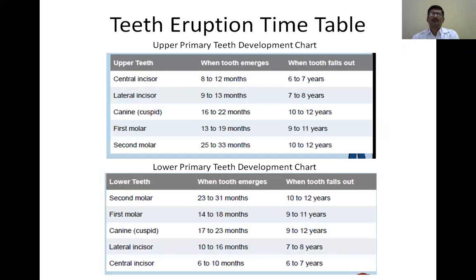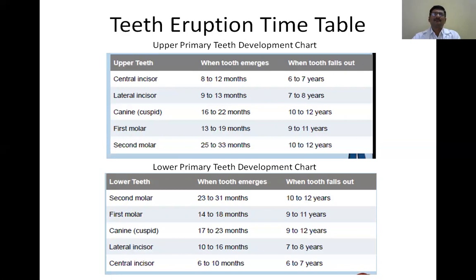The next thing by which we can also study the development or growth achievement of the baby is the teeth eruption timetable. This indicates, especially in the upper teeth as well as lower teeth, the central incisor, lateral incisor, canine, first molar, second molar, at what period of growth each emerges, and when all these milk teeth fall out. By this you can roughly assess the age of a child.